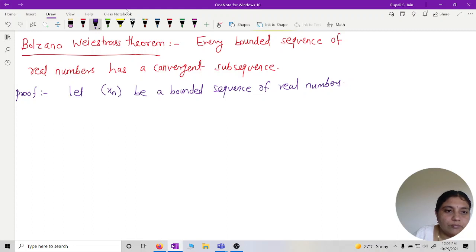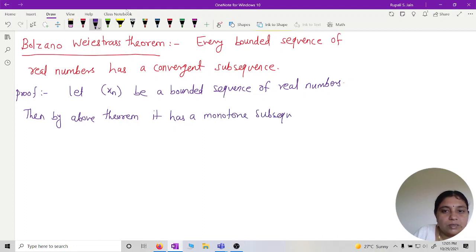By the above theorem, it has a monotone subsequence, say xnk. Now xn is bounded, so it will have an upper bound. So xnk is also a bounded sequence.